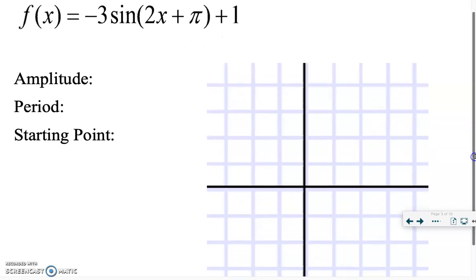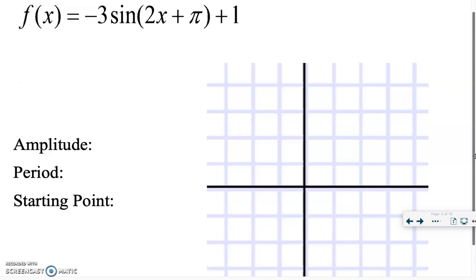So, if we take a look at this first problem, we want to go ahead and graph this. F of x is equal to negative 3 sine of 2x plus pi, plus 1. In order to start this problem, I would encourage you to consider A, B, C, and D. For this particular problem, A is negative 3, B is 2, C is going to be negative pi. Remember, it's the amount being subtracted from the x, so even though it doesn't look like it, that's 2x minus negative pi, and then D is 1.